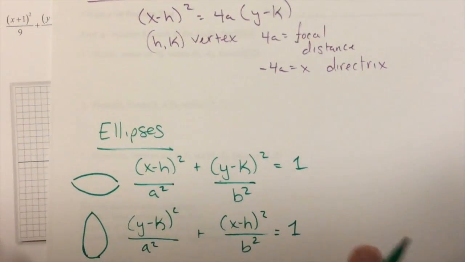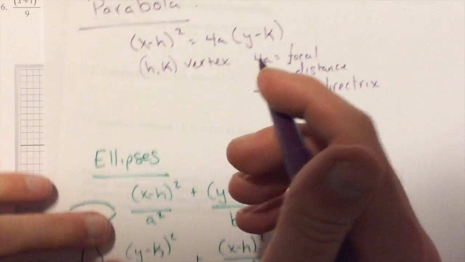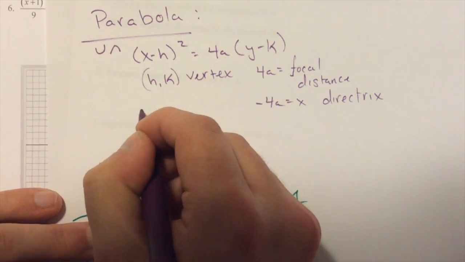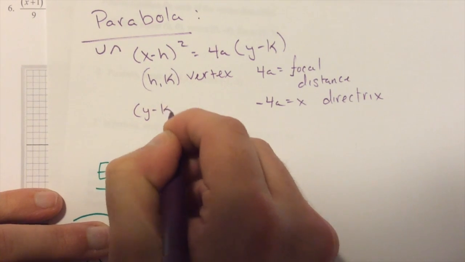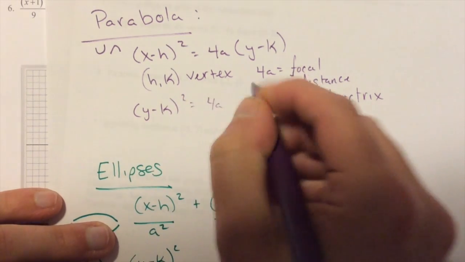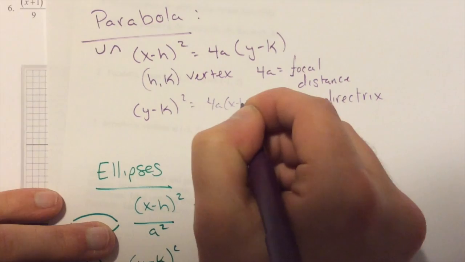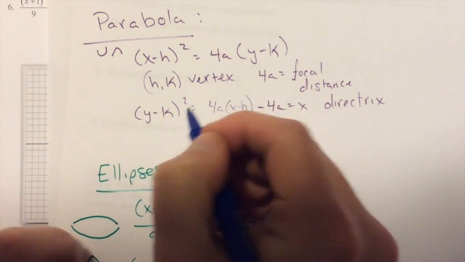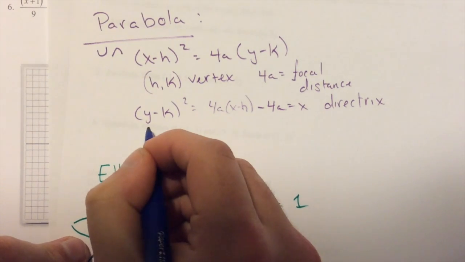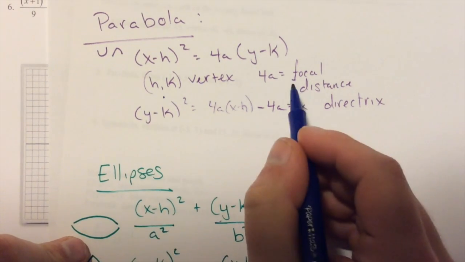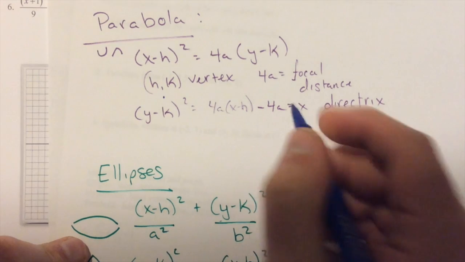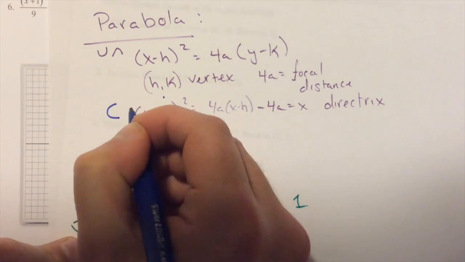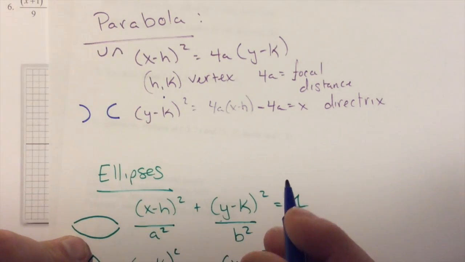Oh, and to go back to parabolas quickly, this is going to open up or down. If we have (y minus k) squared equals 4a times (x minus h), my marker's running out. Let's grab another color. So if we have this, then (h, k) still holds. 4a is the focal distance. Negative a would equal x. This is a sideways parabola going to the left or to the right.